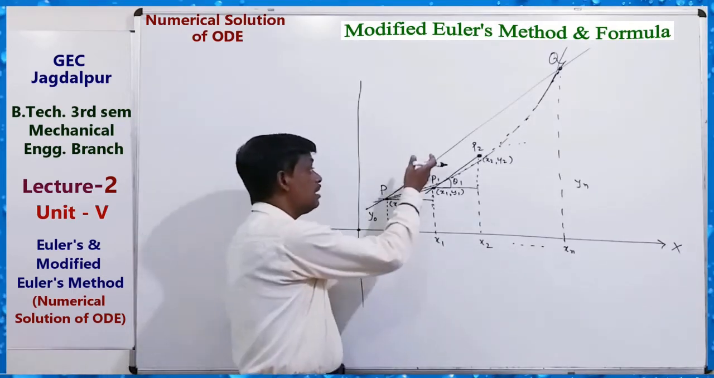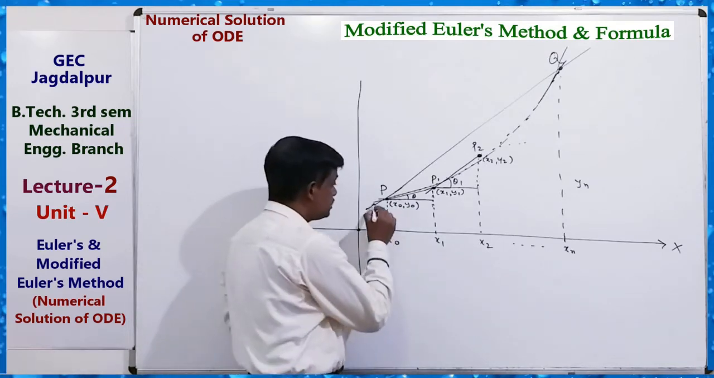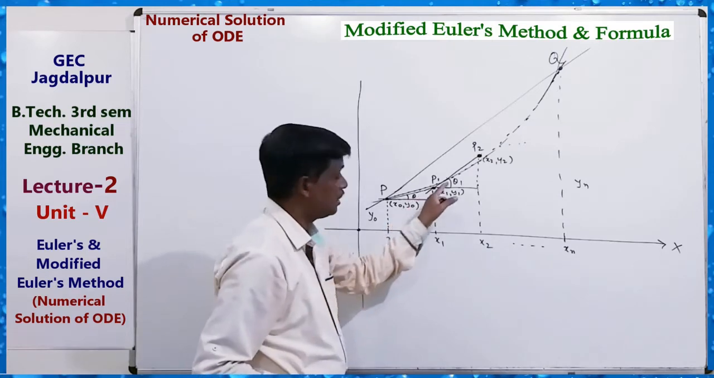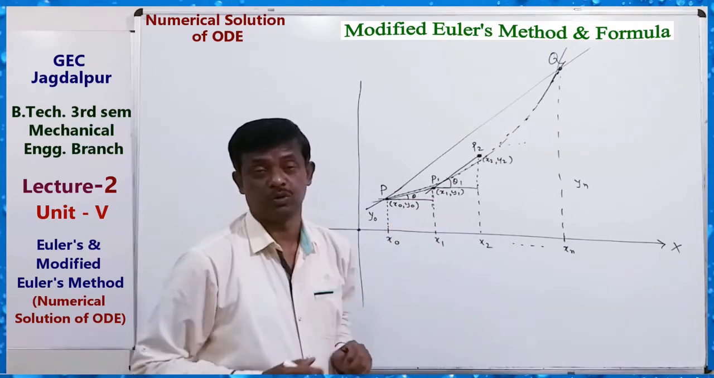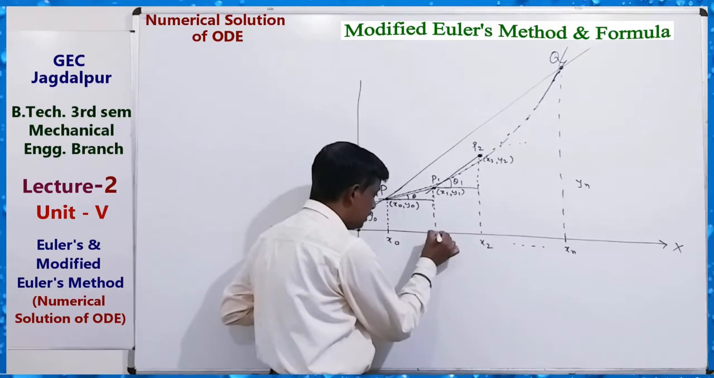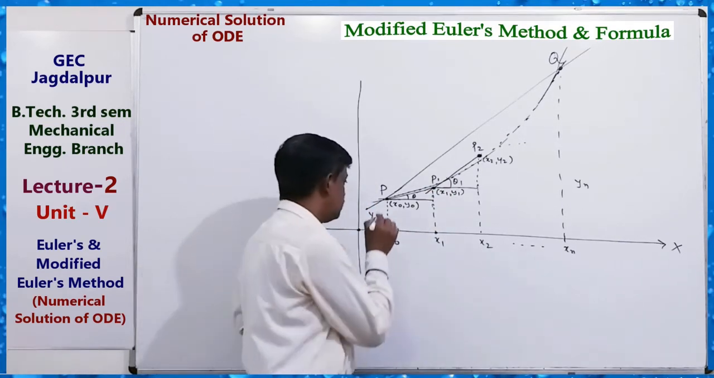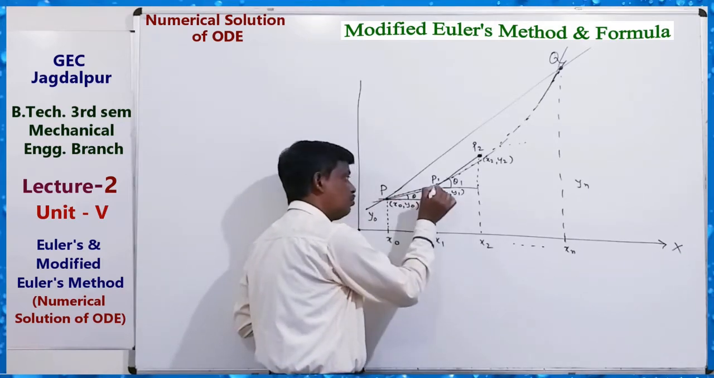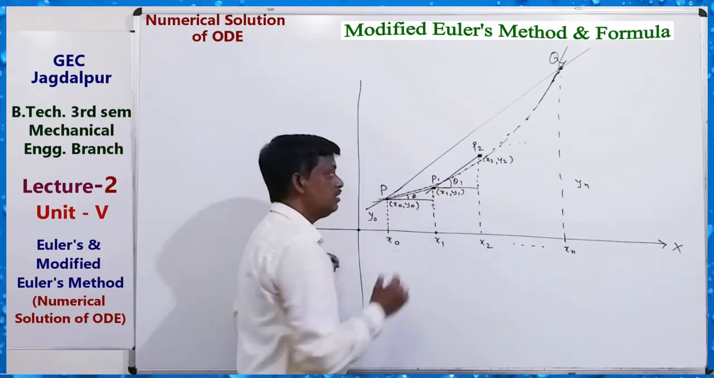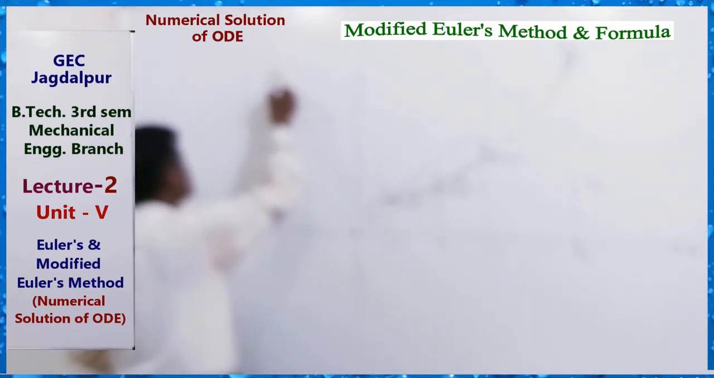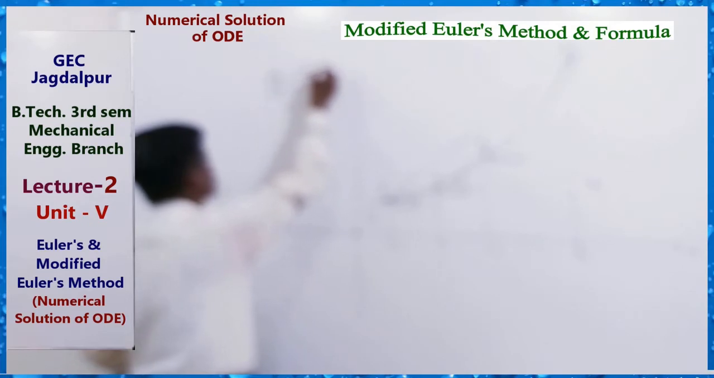And how can this tangent be found? The first tangent is this, the second tangent is this, with slopes like this and like this. Now take the average of these slopes, the slope here and the slope here, and sum them. Because our equation is dy by dx equals f(x, y), with y equals y0 and x equals x0. This is our equation.